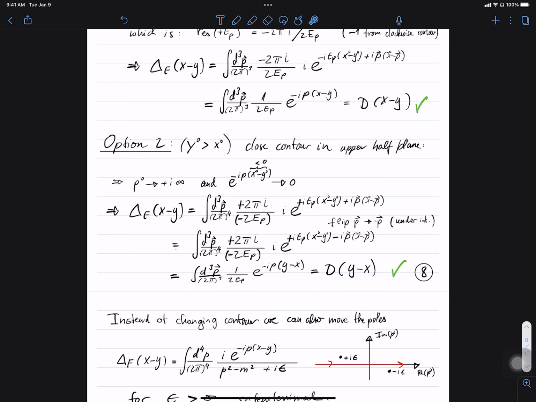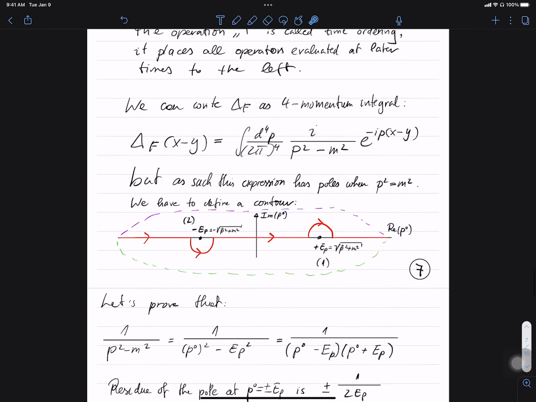Now we see that we can actually flip the sign under the integral of p to get a negative sign. Here we have a minus i p, and this again combines to i p dot (y minus x) with the Lorentz invariant measure up front, and this is the propagator D(y minus x). So depending on the ordering of y and x, we get different D(y minus x) or D(x minus y).